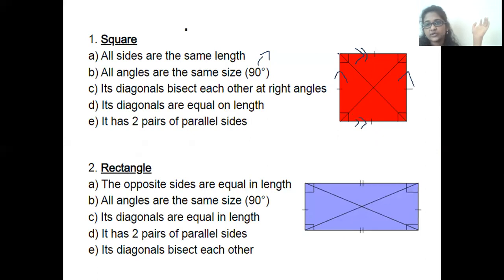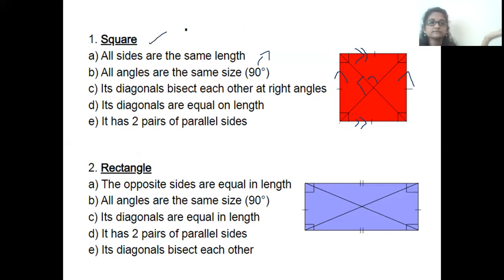And also we can draw a diagonal line, which means from this corner to this corner, we can draw a diagonal line. Likewise, here also we can draw a diagonal line. Okay, and these two lines have equal length, and also they bisect each other at 90 degrees. So these are the common properties or special characters that we can find from the square.